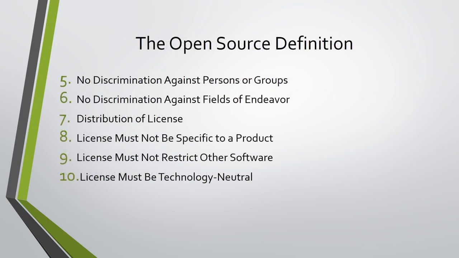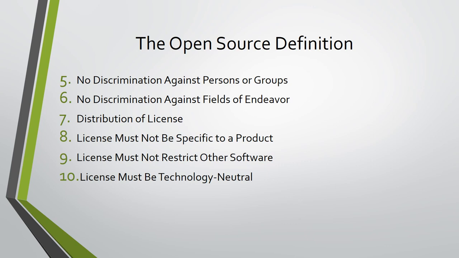5. No discrimination against persons or groups. The license must not discriminate against any person or group of persons. 6. No discrimination against fields of endeavor. The license must not restrict anyone from making use of the program in a specific field of endeavor. For example, it may not restrict the program from being used in a business or from being used for genetic research.